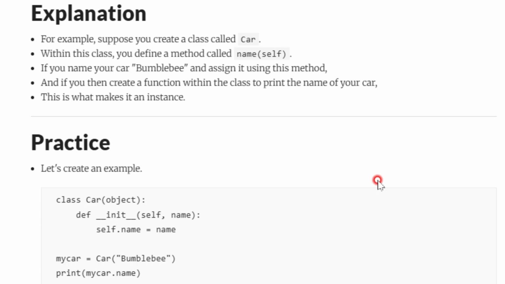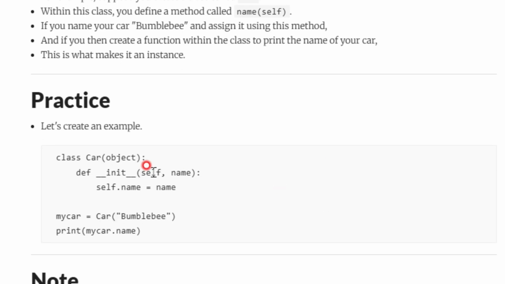To do this, we define an init function inside the class. The init function is a special function that runs automatically when a new instance is created. It allows us to set up the attributes for that specific instance. Inside init, we define a parameter called name, which will hold the name of the car. Then, we use self.name to assign the given name to the instance.